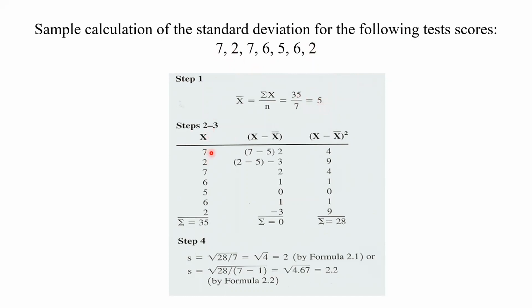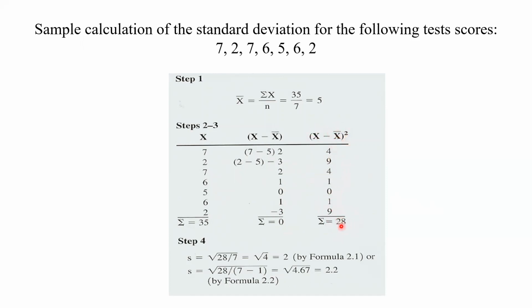Then you subtract each of these values from 5. So when you subtract, you get these values here. Now, if you add these values, you get 0. So what you need to do is to square them. So once you square each value, the square of 2 is 4, of 3 is 9, and so on. So if you add these values, this gives you 28. Okay, this is the summation of the squares of the differences.